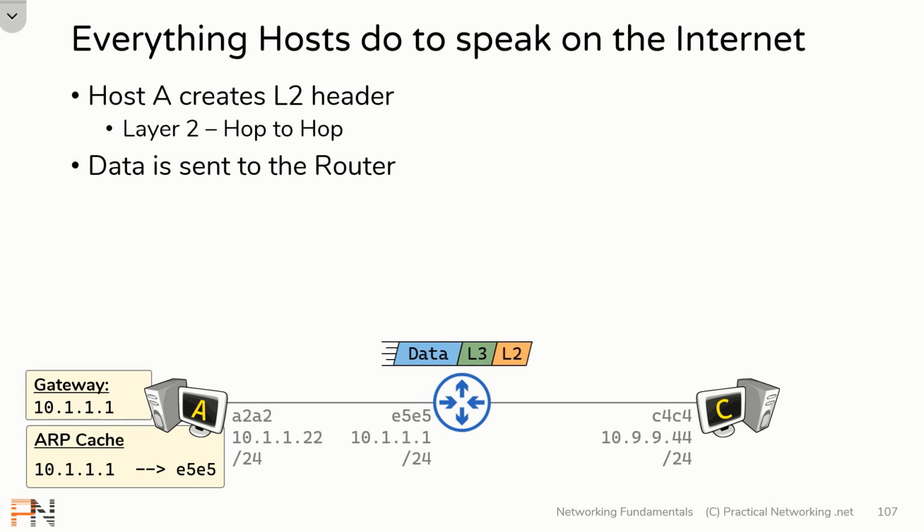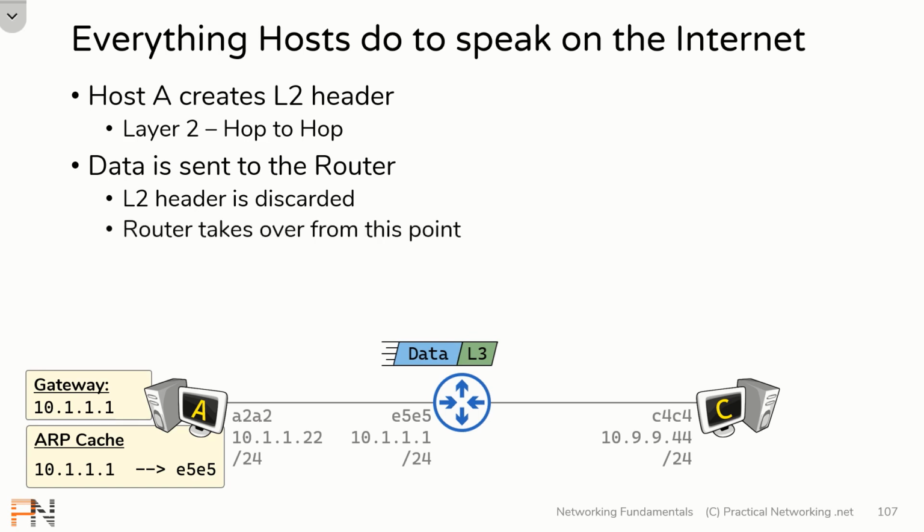Upon receiving this, the router is going to discard the layer 2 header. The whole purpose of that header was to get this packet from host A's NIC to the router's NIC. That header did that successfully and can go and retire happily in header heaven. And at this point, the router is going to take over.